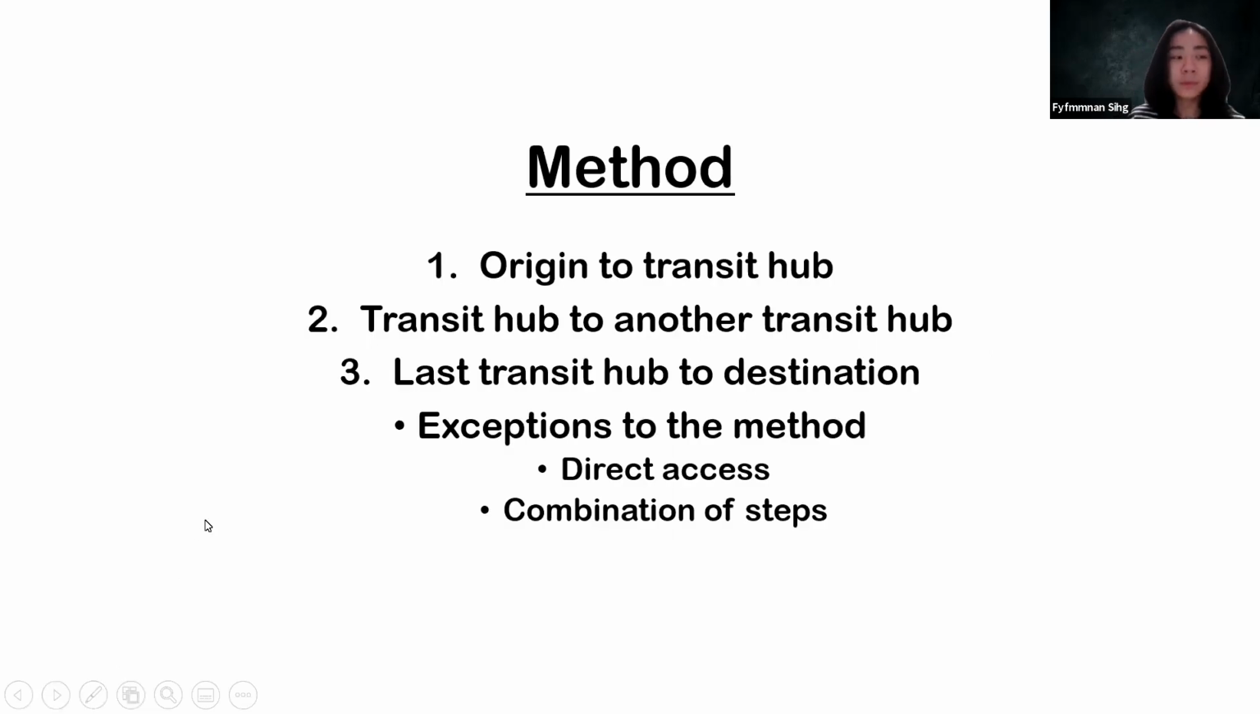All right, so let's first talk about the method, right? So what is the method? First, it is essentially composed of 3 steps, right? The first step is to get yourself from your origin to the first transit hub. Take a route that is very close to your origin, and arrive at a transit hub where you can transfer to another bus or another transit option.